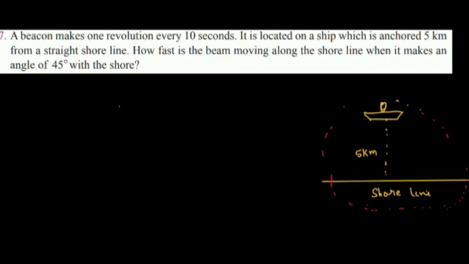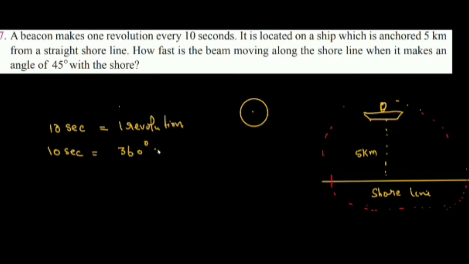So what is given here? It makes one revolution every 10 seconds. One revolution means 360 degrees. Convert into radians, it becomes 2 pi. 2 pi radians in 10 seconds. So in 1 second it will make 2 pi by 10, that is equal to pi by 5.